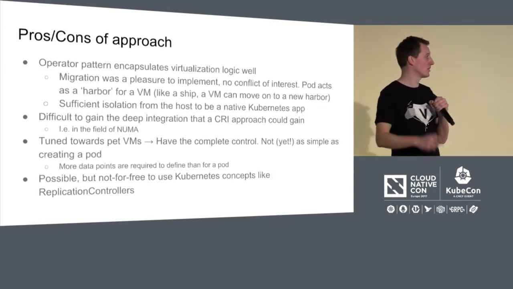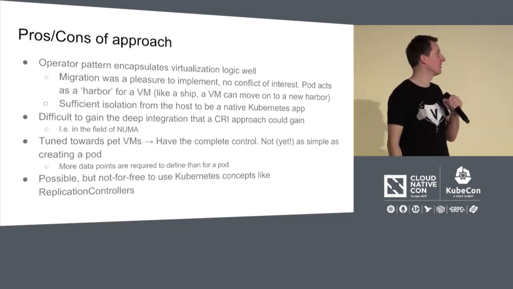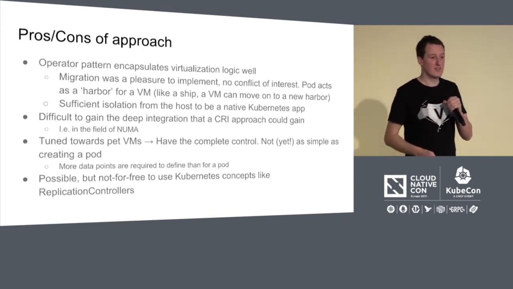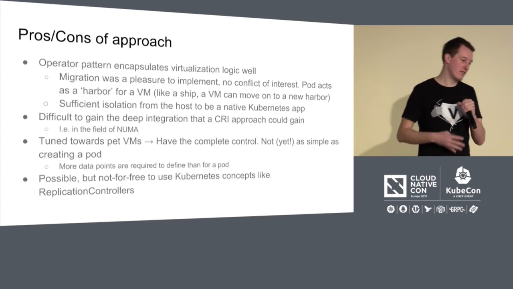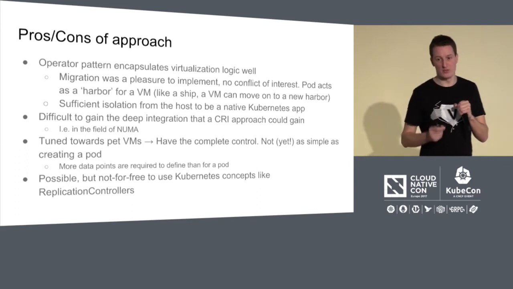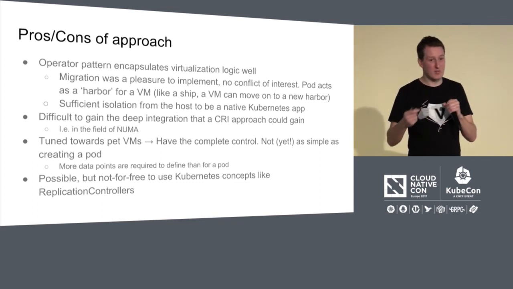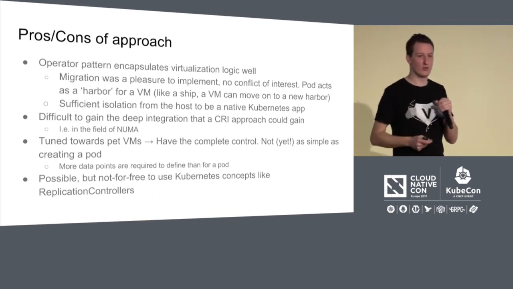The operator pattern worked out really well, so layering all our logic on top of Kubernetes instead of pushing it into Kubernetes itself. One obvious problem with our approach of having the runtime inside a container is that we don't gain real deep integration or cooperation with the kubelet. There are several reasons for that. First, we bypass the kubelet for spawning a process, so we can't use the features of the kubelet for spawning the VM process. So we need to re-implement stuff. But we actually don't want to re-implement stuff. We want to be a friendly citizen and cooperate with Kubernetes to do that.